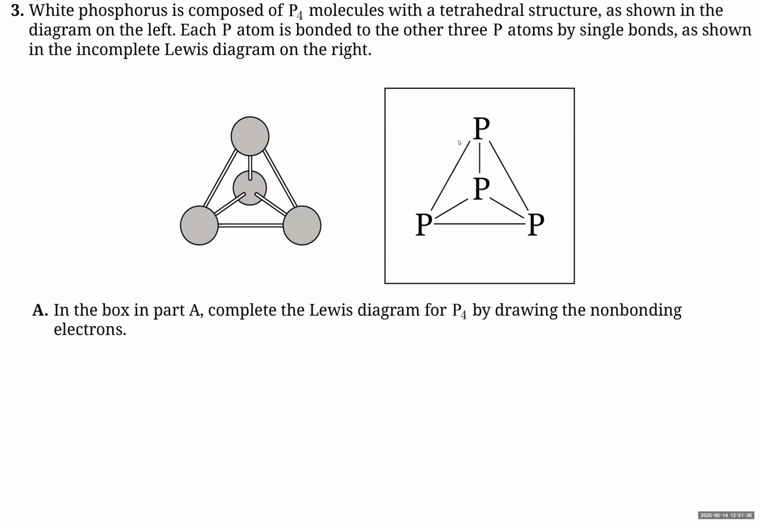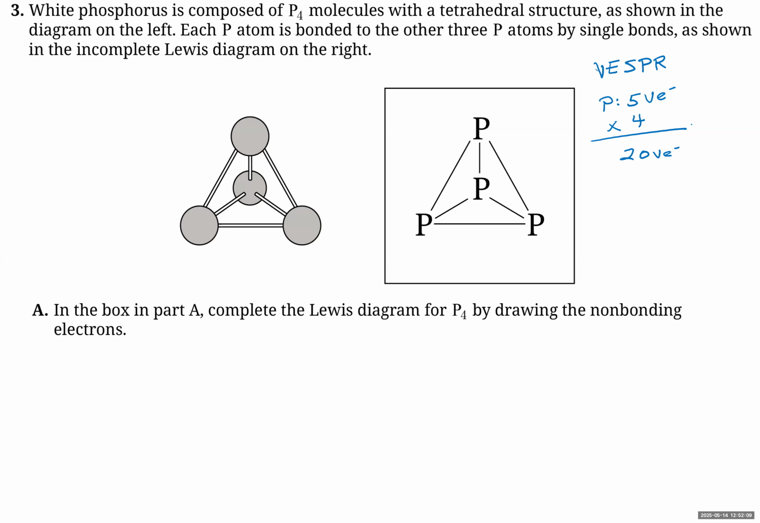Now, part A. In the box in part A, complete the Lewis diagram for P4 by drawing the non-bonding electrons. Well, this one's quite easy to do, because what do we know? In order to do a Lewis diagram, we need the total number of valence electrons, because remember, it's VSEPR theory. Phosphorus has 5 valence electrons. Therefore, having 4 phosphorus in white phosphorus, we have a total of 20 valence electrons.